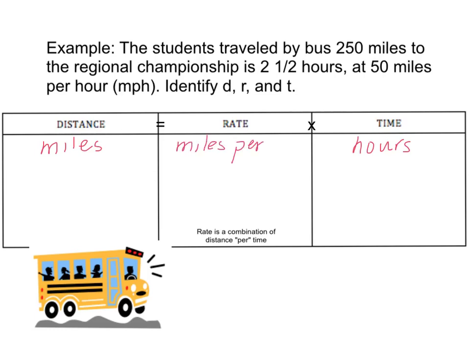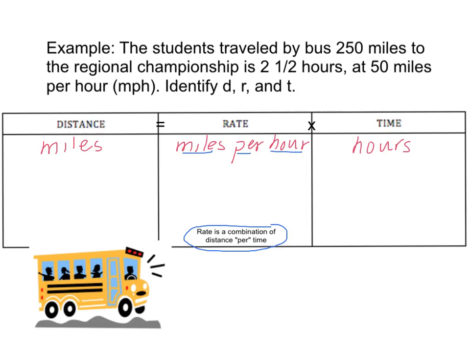So, if you look here, we have our unit of distance is miles, the unit of time is hours, and then the rate is a combination of distance per time. That's why we have miles per hour. You combine the miles and the hour, which are two unlike units, and you put per in between them.